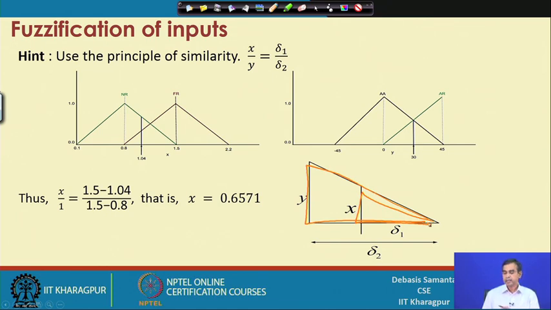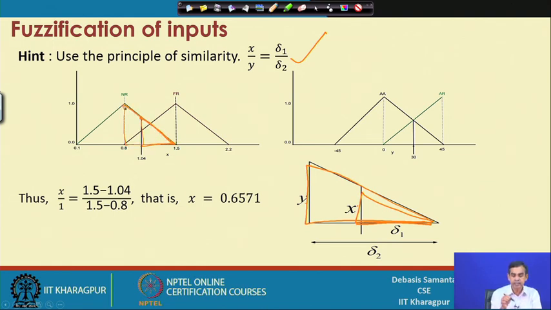If they are similar, then we can write x by y is equal to delta 1 by delta 2. This is a formula that we have from the principle of similarity of two triangles. Now, the same logic can be applied to calculate the different membership values. For example, here if we consider distance 1.04 as the input and we want to calculate the membership value Nr, we can consider this one triangle and the entire triangle, they are similar triangles.